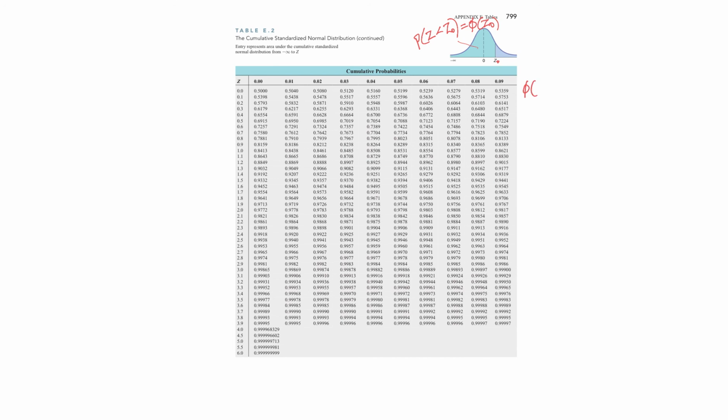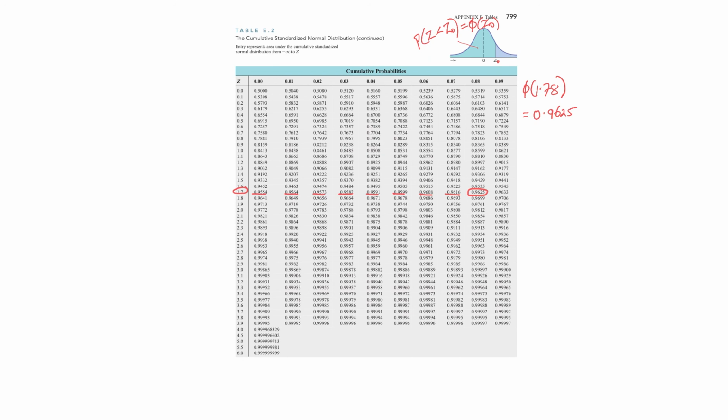What's phi of 1.78? So phi of 1.78, what we do, we look for 1.7. 1.7 right here. So this is 1.70, 1.71, 1.72, 1.73, 1.74, 1.75, 1.76, 1.77, 1.78. This is the probability that Z is less than 1.78 and the probability is about 0.9625.